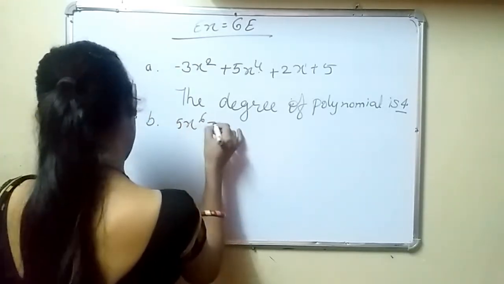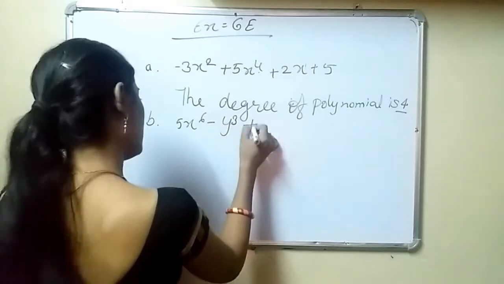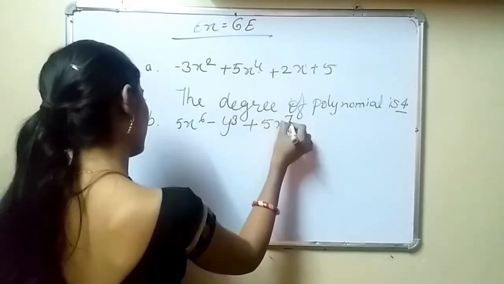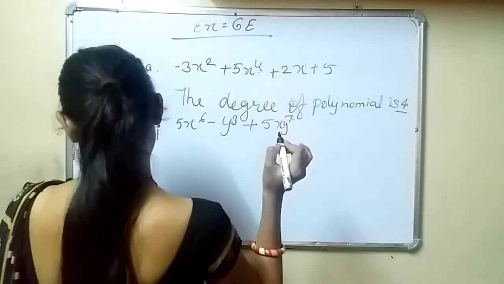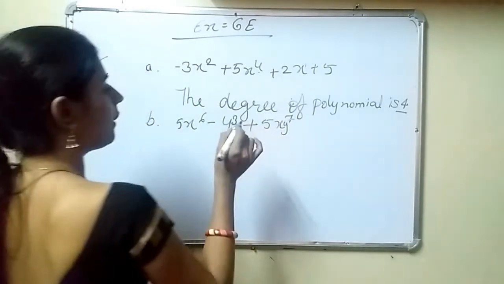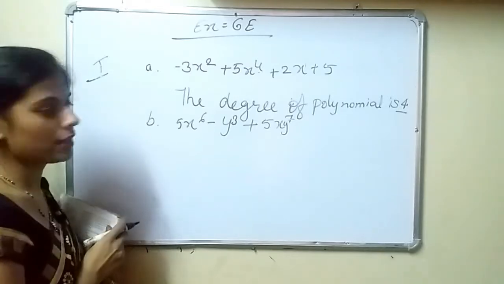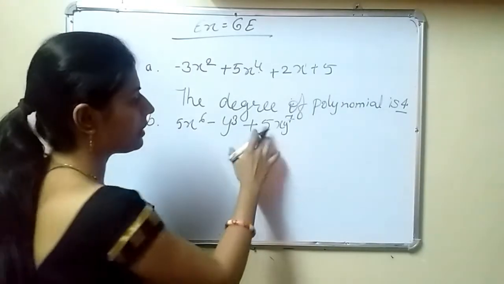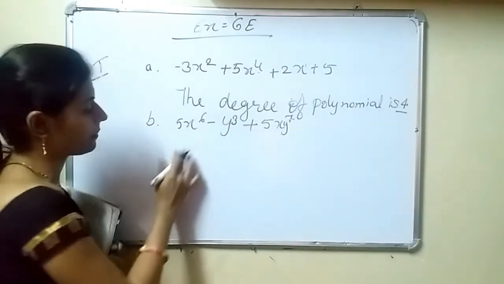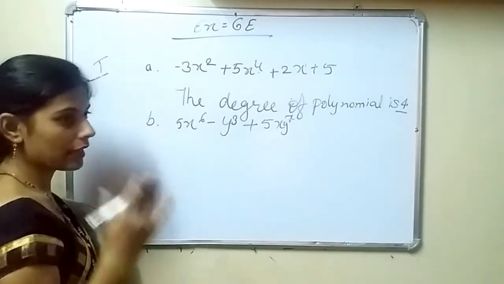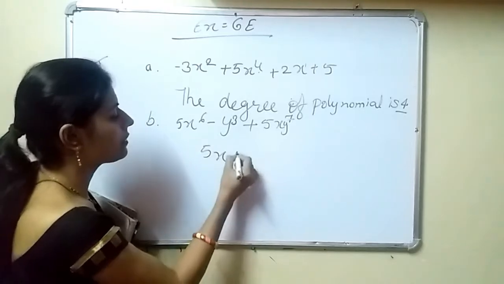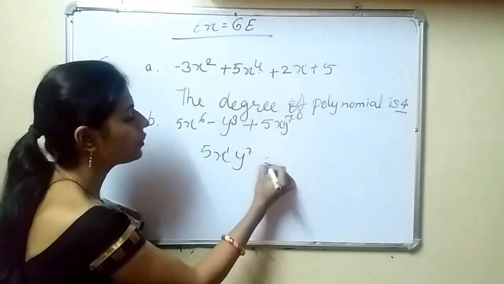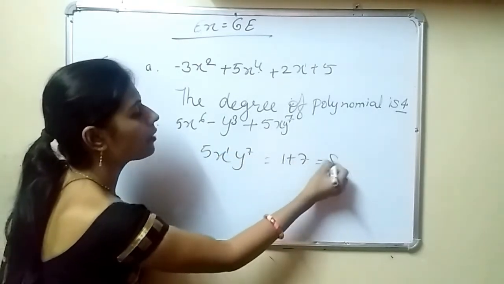Now see question number B. 5x to the power 6 minus y to the power 3 plus 5x y to the power 7. Okay, now see any two variables you can see here, yes, x and y, and here 6. Now if you are saying that 7 is the highest power, no, because 5xy, here 1, here 7, so you have to add the powers, it will become your 8.